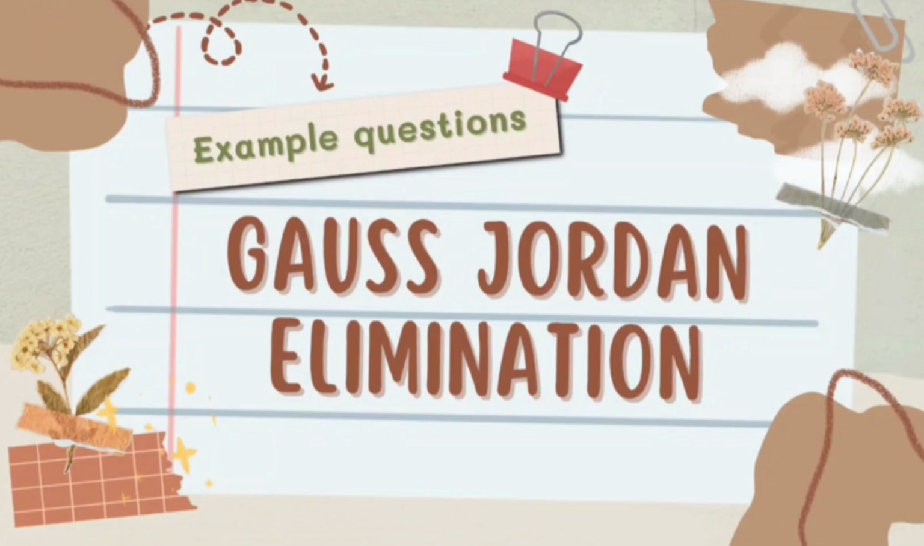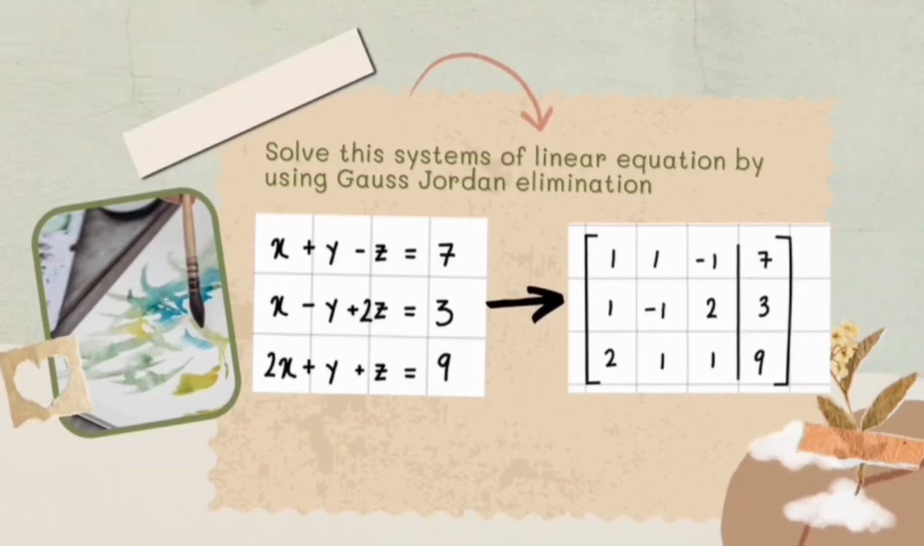Here is an example of the Gauss-Jordan elimination method. Based on the question, solve the system of linear equations by using Gauss-Jordan elimination. The first thing that we need to do is change the linear equations into a matrix, like what is shown on the right of the equations.